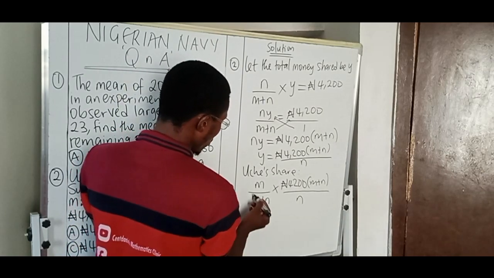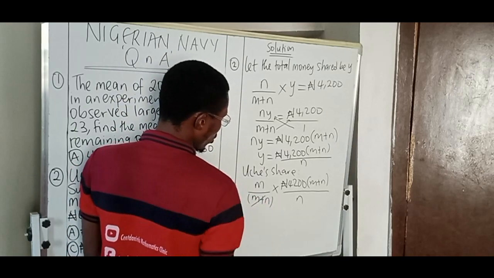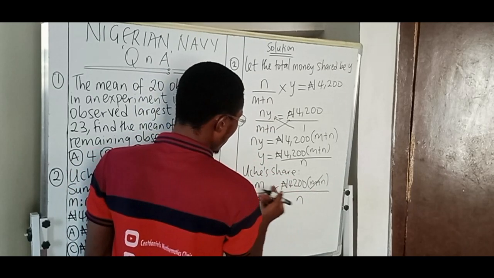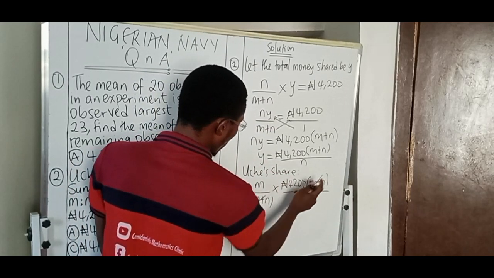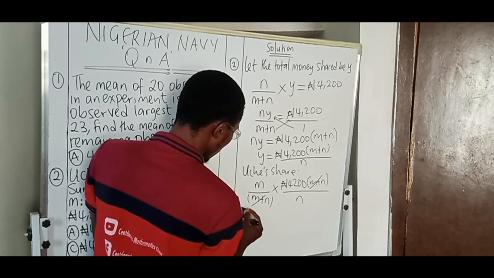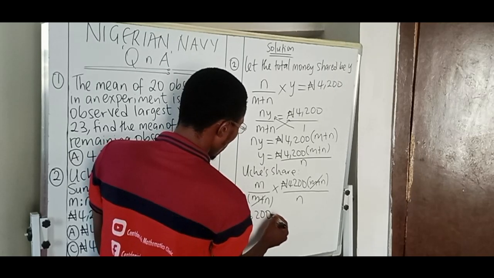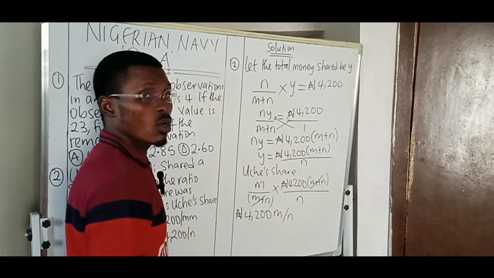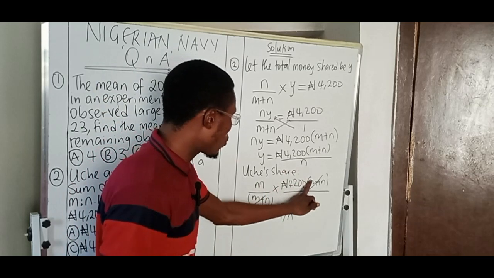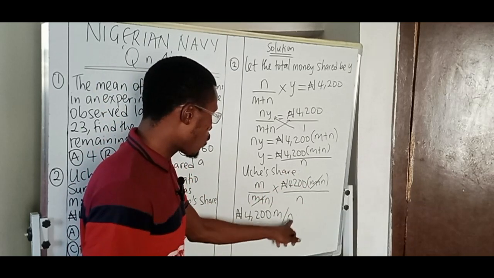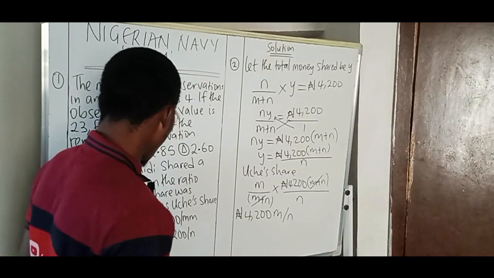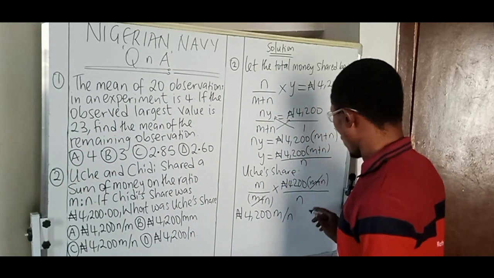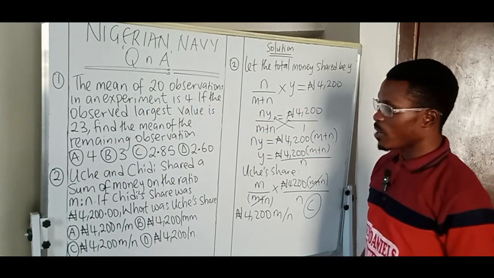So here now we can cancel out. M plus N will cancel this M plus N. So what do you have left now? M over 1 times this. If you multiply this, you're going to have 4,200 M over N. You multiply this M times 4,200, you have 4,200 M, then over N, and that is it. And that's given by option C, 4,200 M over N. Option C gives the correct answer to number 2.